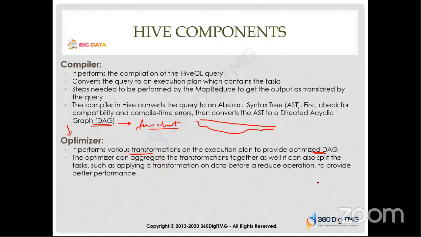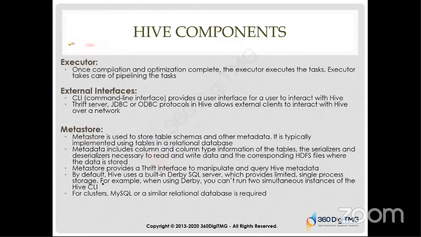Ultimately, the objective is that it needs to give you better performance. So whatever Hive query you are writing, when it is getting converted into MapReduce and then goes for execution, the optimizer will come in and say, hey, this is the right way to do the code, don't do that. Okay, and then it converts into MapReduce jobs. We have the executor. This is the engine component which actually gets the Hive query executed. Once compilation and optimization is completed, the executor will actually execute the tasks.